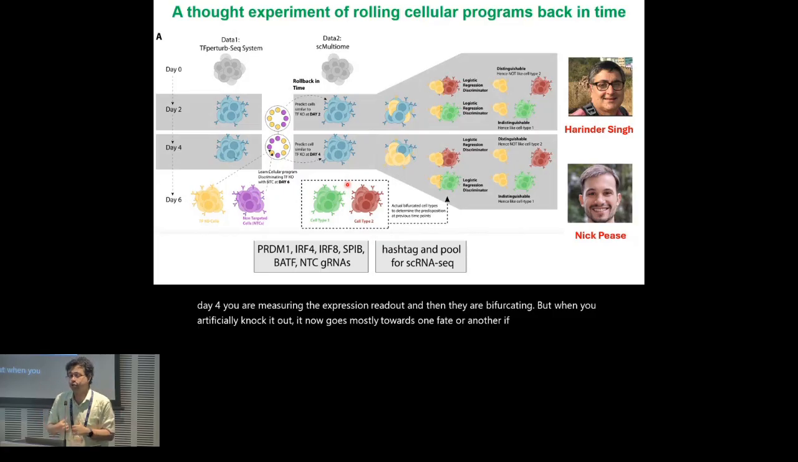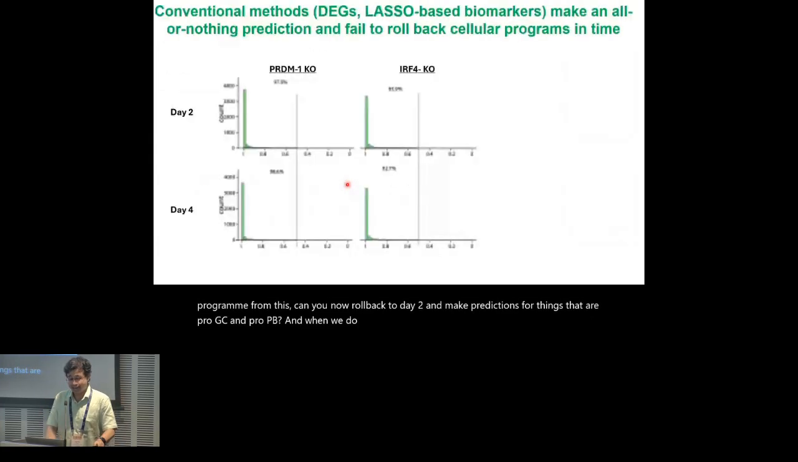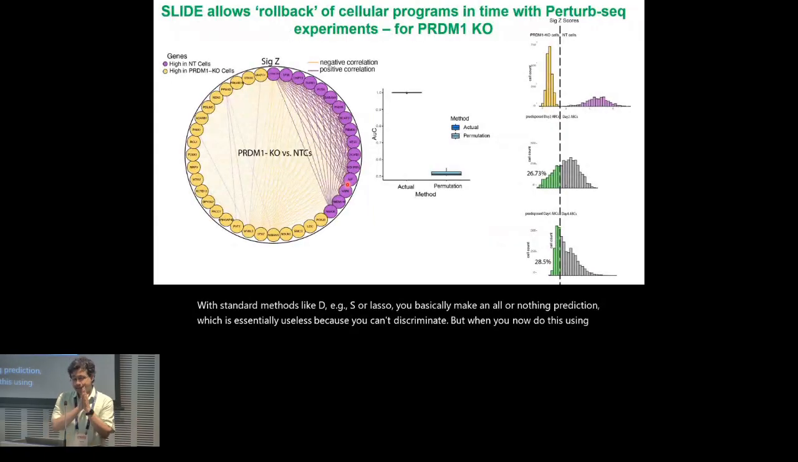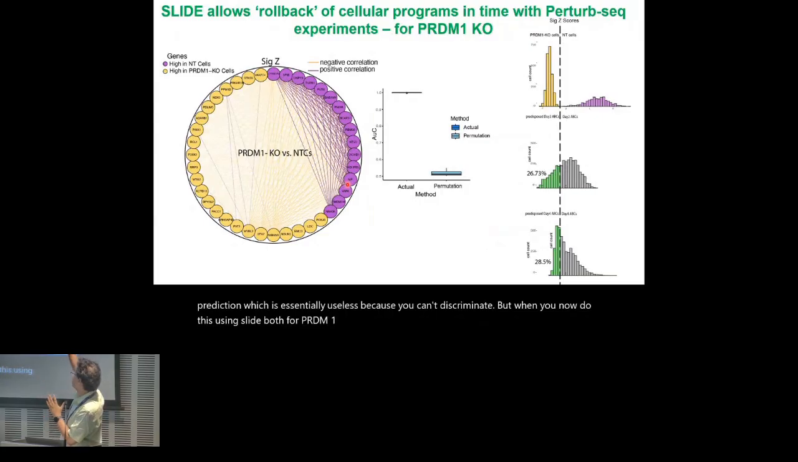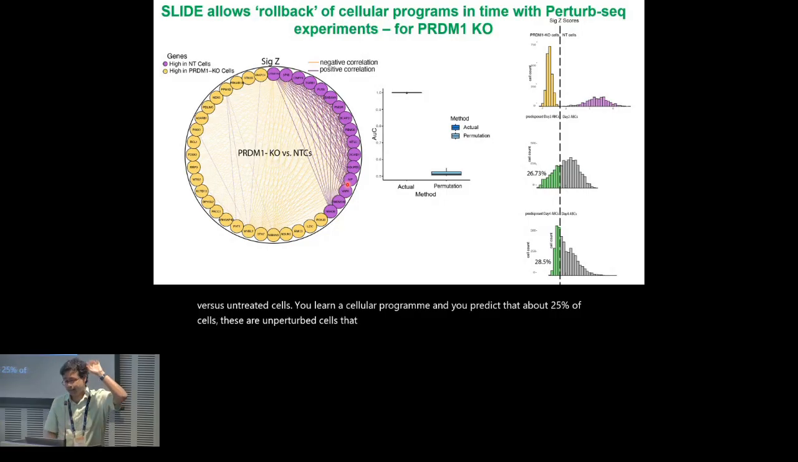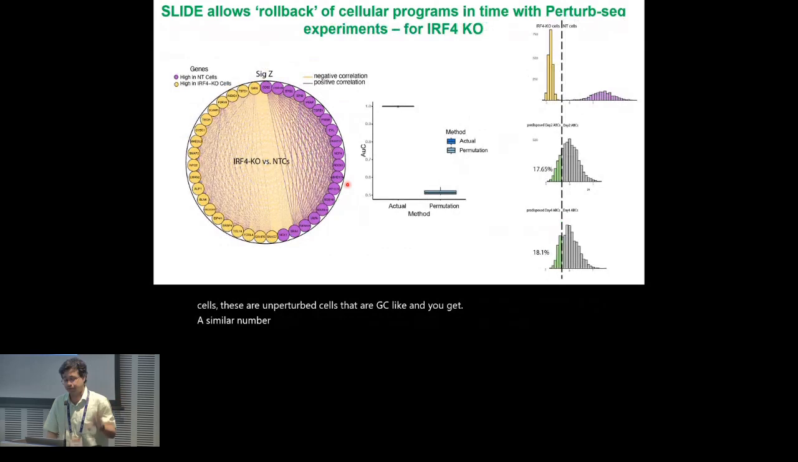If you learn a cellular program from this, can you now roll back to day 2 and make predictions for things that are pro-GC and pro-PB? And when we do this with standard methods like DEGs or lasso, you basically make an all or nothing prediction, which is essentially useless because you can't discriminate. But when you now do this using SLIDE, both for PRDM1 and for IRF4, on the top you see these yellow knockout versus untreated cells. You learn a cellular program and you predict that about 25% of cells, these are unperturbed cells, are GC-like, and you get a similar number but a different model for the 2 different transcription factors.